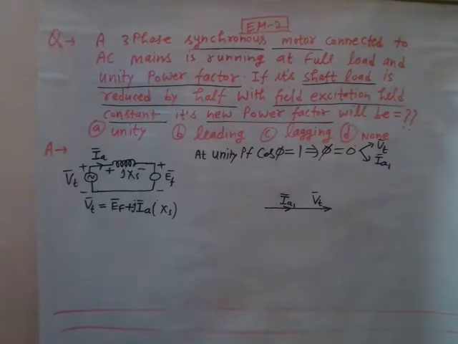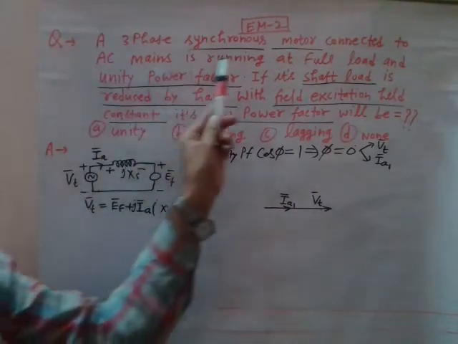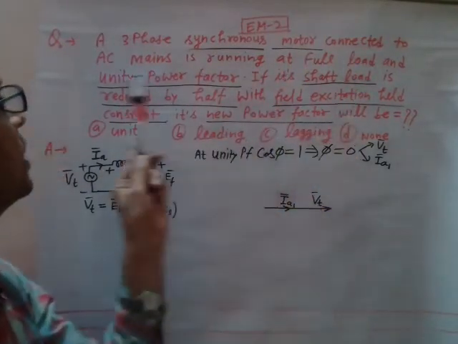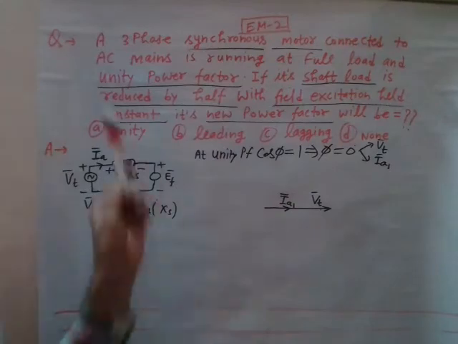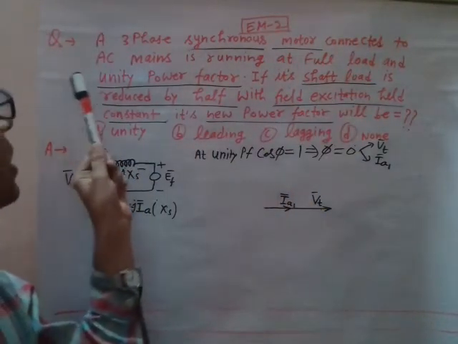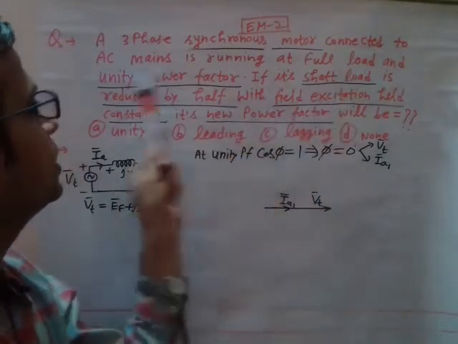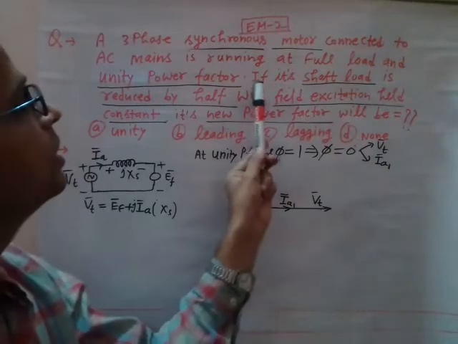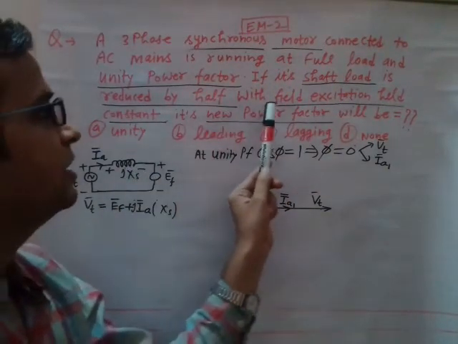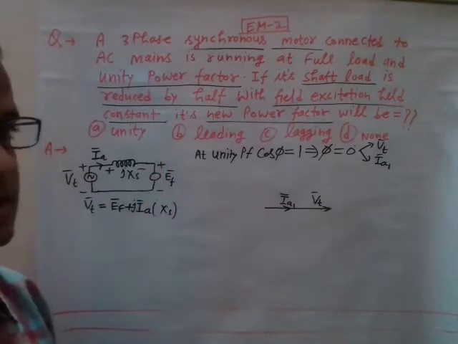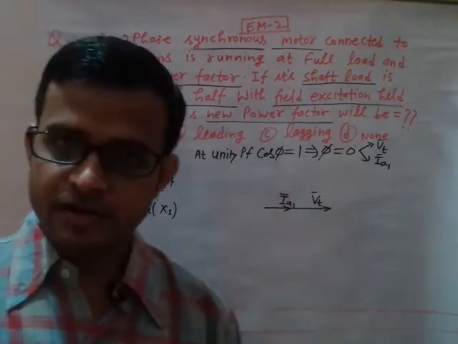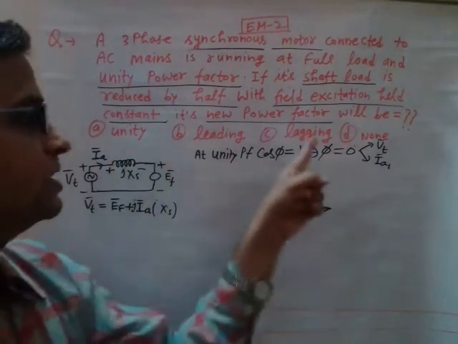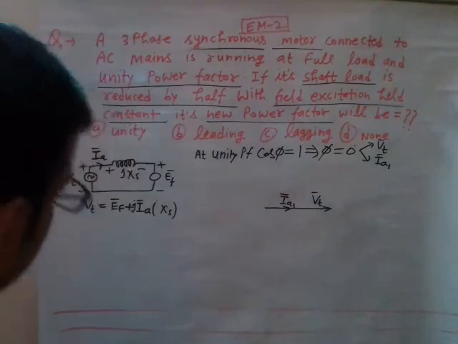Just read the question statement. A three-phase synchronous motor connected to AC mains is running at full load and unity power factor. If its shaft load, that means mechanical load, is reduced by half with its field excitation held constant, then what will be the new operating power factor? That you have to find out, and choose the corresponding correct option among A, B, C, D.